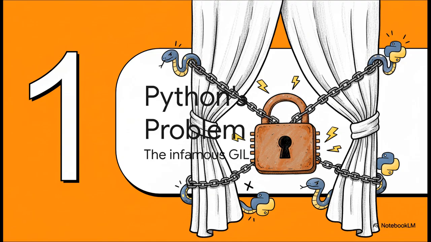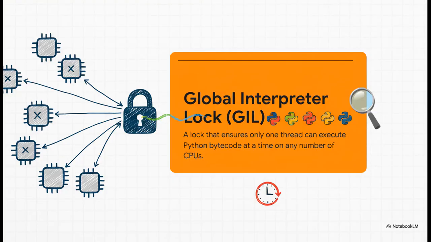So this one-core problem actually has a name, and it's something that's been part of Python forever. We're talking about the Global Interpreter Lock, or as everyone calls it, the GIL. Okay, so what is the GIL? Put simply, it's a lock. It's a rule baked into standard Python that says only one thread can execute Python code at any given moment. That's it. So even if you've got this beast of a machine with 8, 16, maybe even 64 cores, the GIL makes them all stand in a single file line and take turns. It basically turns your multi-core processor into a single-core one for Python code.